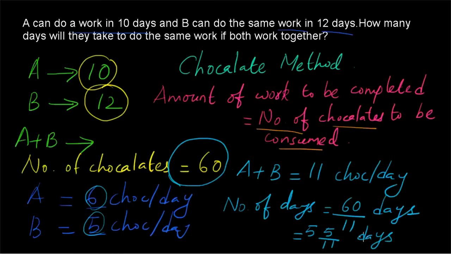Representing it as a mixed fraction, we get 5 and 5 by 11. The total number of chocolates is 60 and the number of chocolates A and B together have per day is 11. So the number of days required will be 60 by 11, which is equal to 5 and 5 by 11 days.